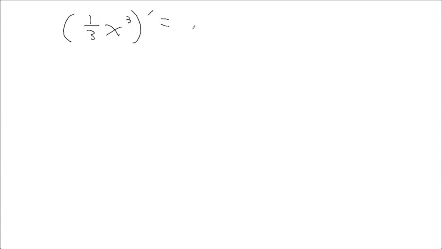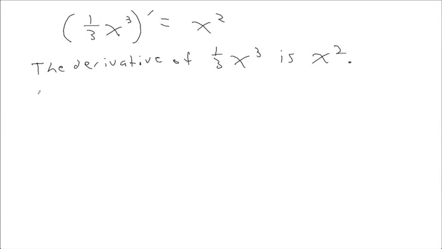So what would this be? This would just be x squared. How would we put this into words? The derivative of 1/3 x cubed equals x squared. Or the antiderivative of x squared is 1/3 x cubed.